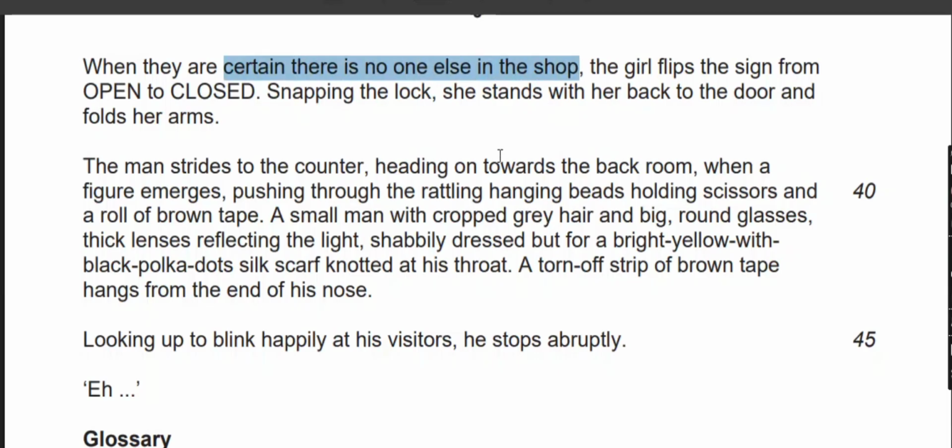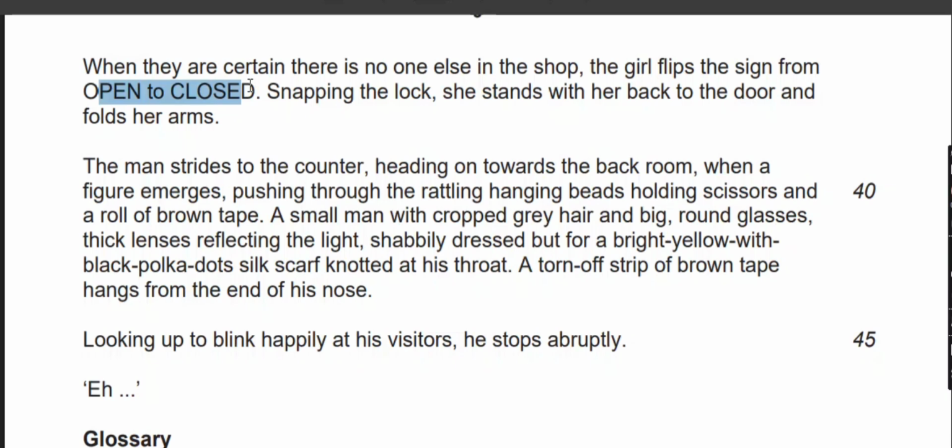This is one. And something else. The girl flipped the sign from open to close. Why? This is something no one is going to do except if he's not a normal customer. So here are two pieces of evidence.